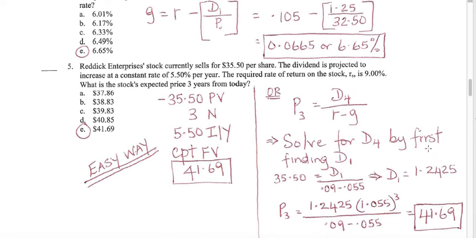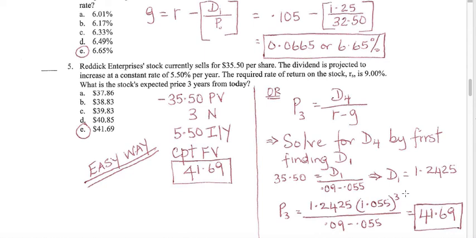So you first have to solve for your dividend in year 4, right? By finding D1. You know what the price is, right? You know what your R is, and you know what your growth rate is, so you would need to solve for D1. Based on this formula, D1 is equal to 1.2425. So if you know what D1 is and you want D4, it's growing at 5.5%, then you raise it to the power of 3.